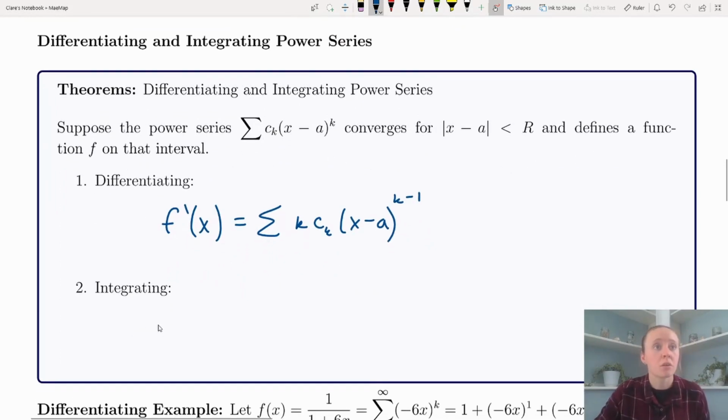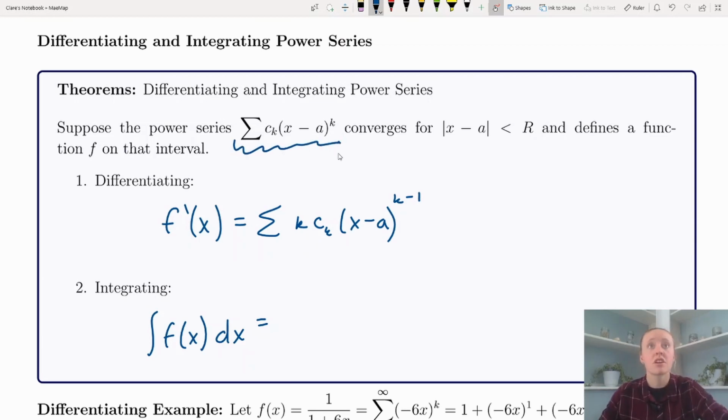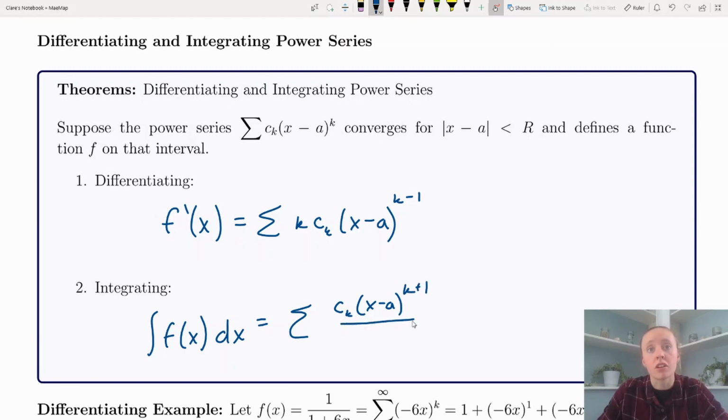Now integrating, well, we're going to take the integral of f of x. So the integral of f of x with respect to x, now we're going to integrate this series. So again, that will be increasing our exponent by 1 and dividing by that exponent. So this will be the summation of c sub k times x minus a to the k plus 1 all over k plus 1. And we're going to add some constant c since it's an indefinite integral. And just a side note, because this will come up later when we get into our examples, we cannot forget the chain rule when differentiating and integrating.